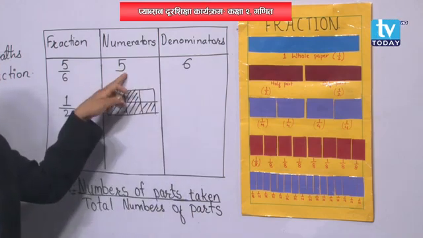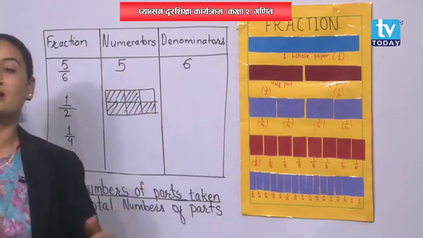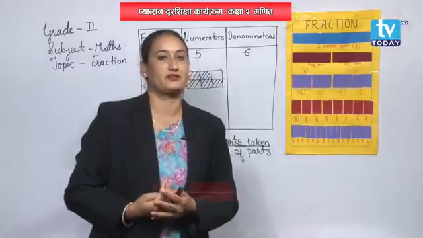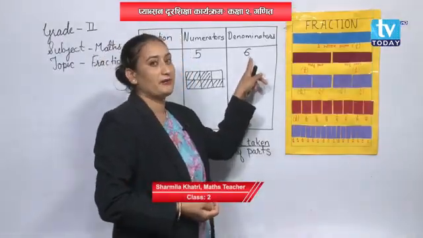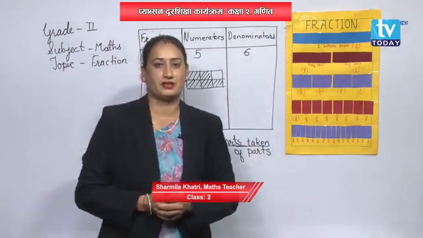So 5 you have to write in place of the numerator, and 6 means we have cut the pizza into 6 parts, right? So you have to write that number of parts over here. Have you got it? I hope so.